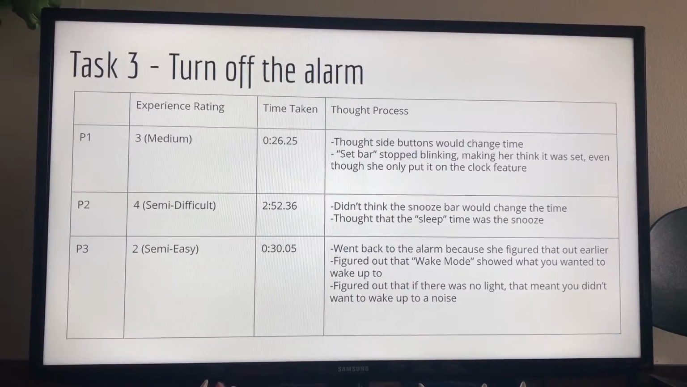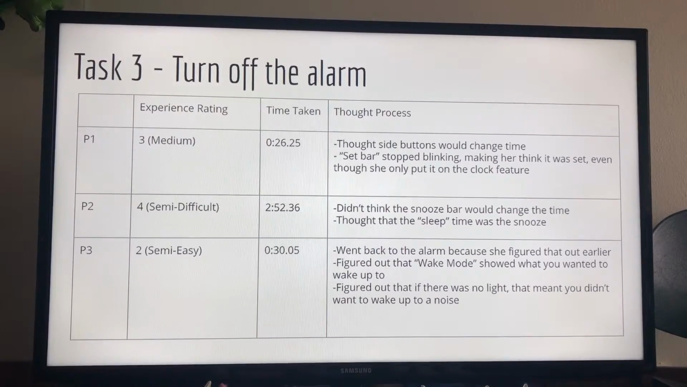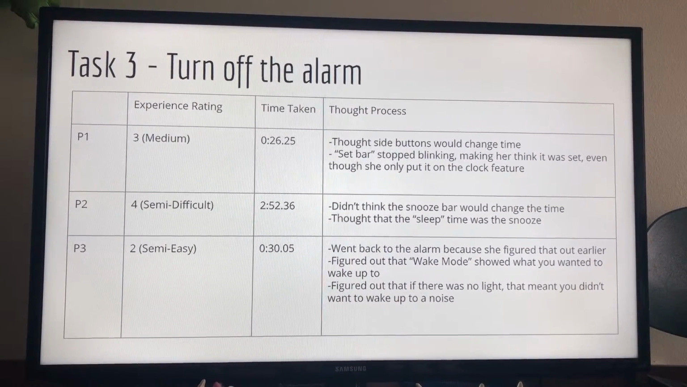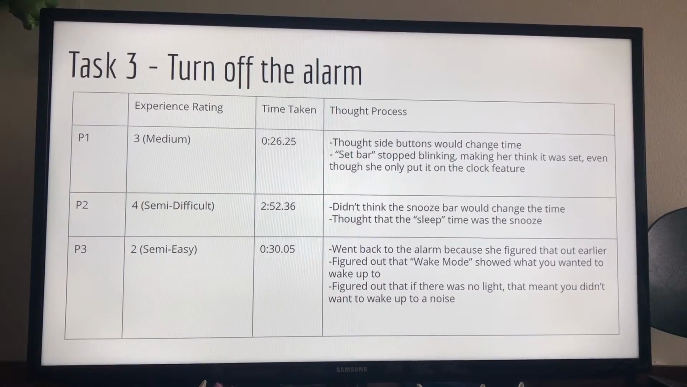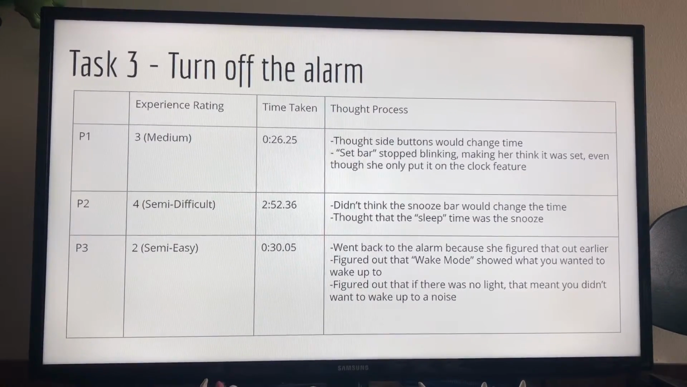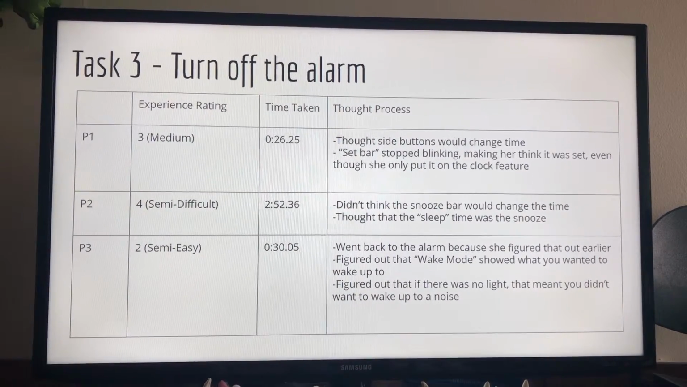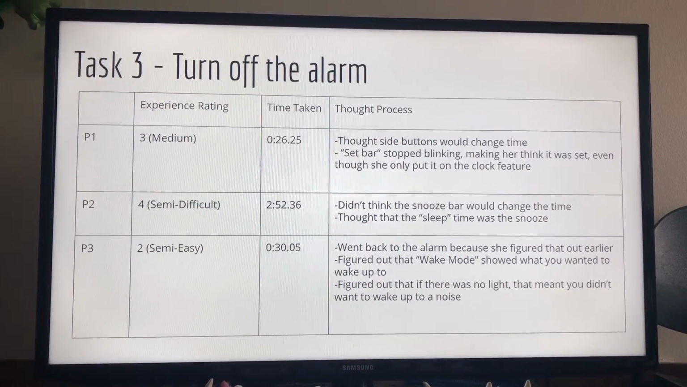And for our third task, turning off the alarm, most were confused with using the set bar to change the time, as well as which symbols blinked, and they thought possibly the snooze bar would change the time and that the sleep time was the snooze. However, the third participant actually understood the task but was still confused by what the wake mode showed.